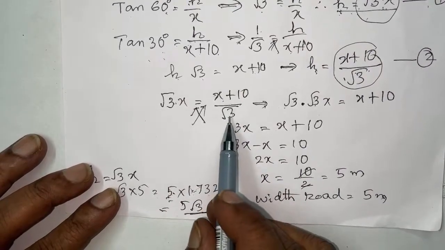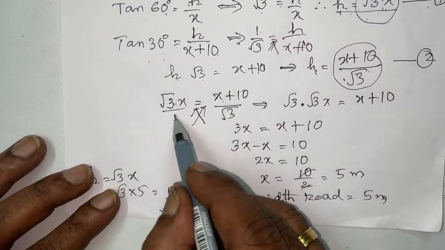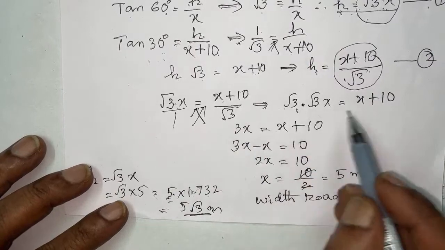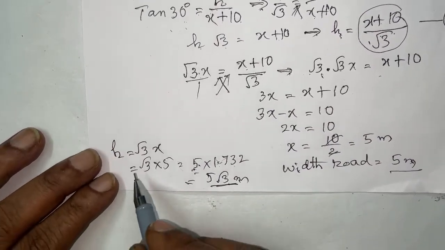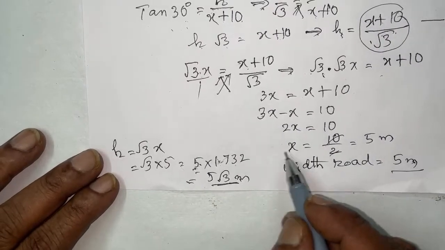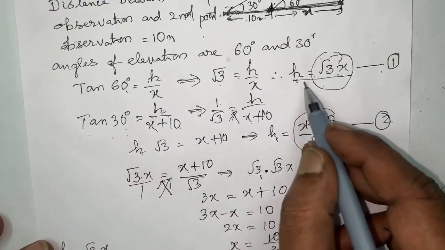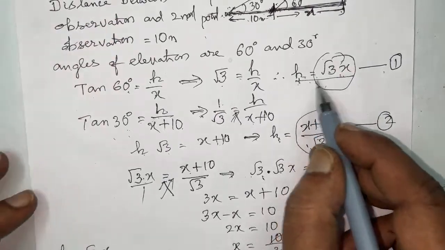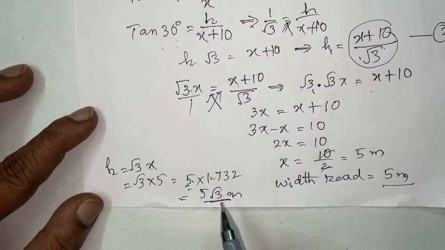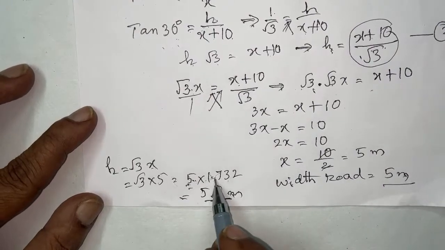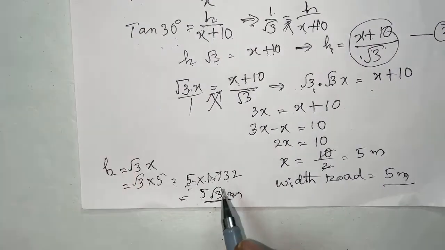After equating, we observe that on cross multiplication, we got the x value, that is 5 meters. After getting the x value, the height h, which we considered the height of the tower, means root 3x here. So root 3x means 5 root 3, or we can say 5 into 1.732.